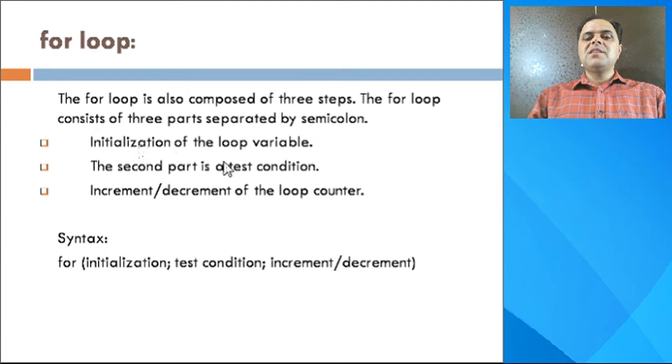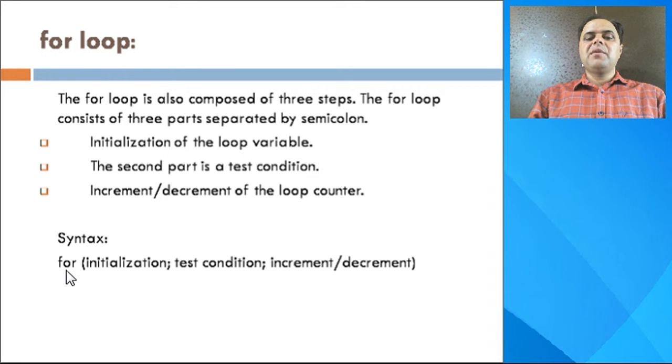So first is initialization of the loop variable. We will initialize the variable. The second part is a test condition. We will test whether the condition is true or false. If the condition is true, then the control will go inside the loop, and if the condition is false, then the control will not go inside the loop. And next is increment and decrement of the loop counter. So we have to increase or decrease the value which we have initialized here.